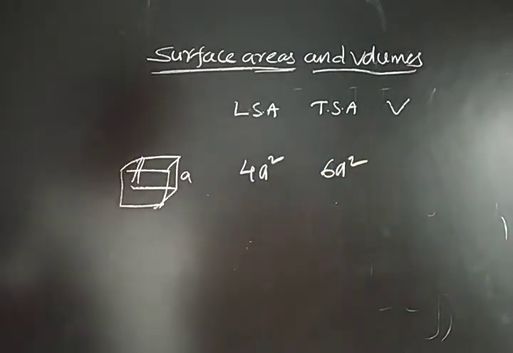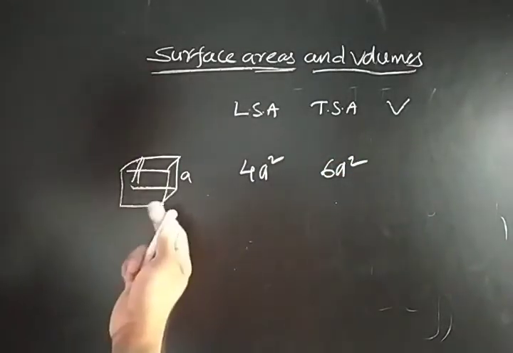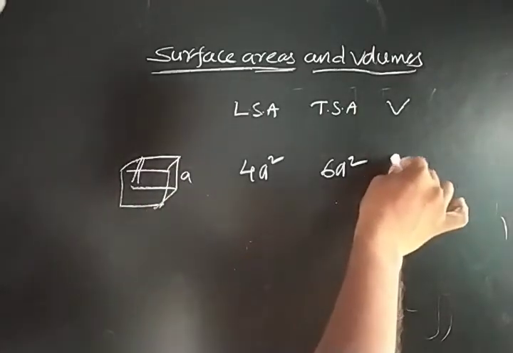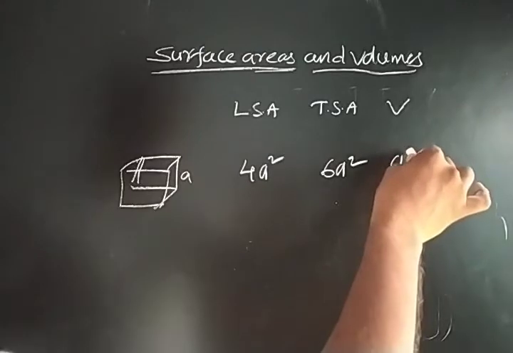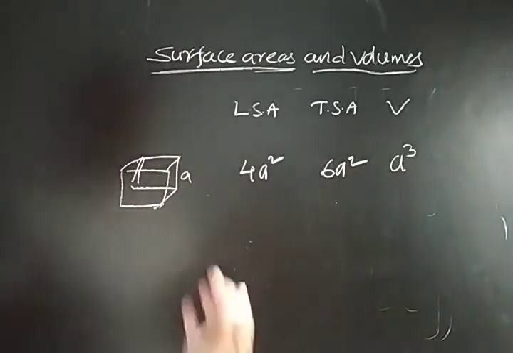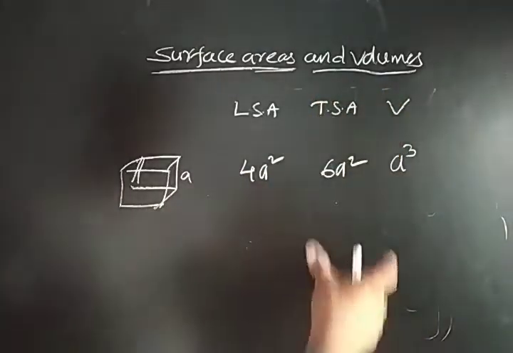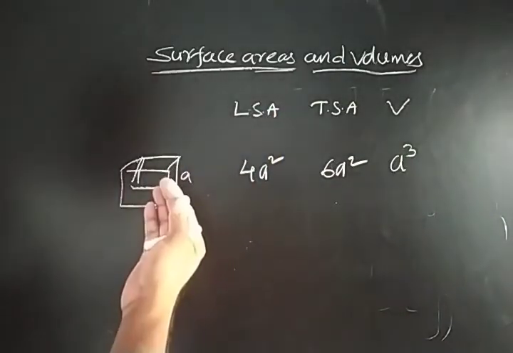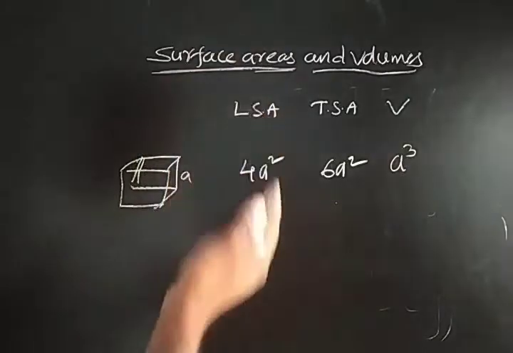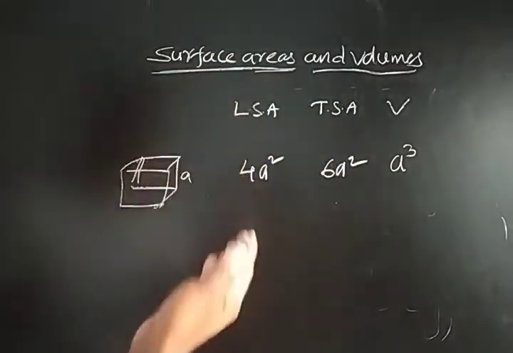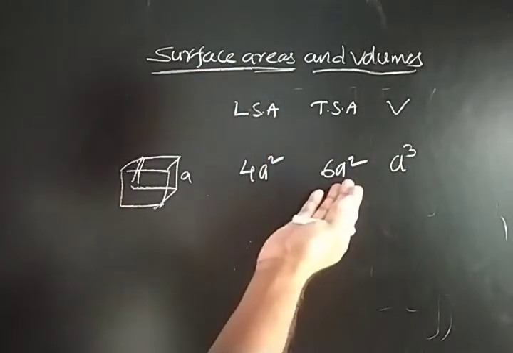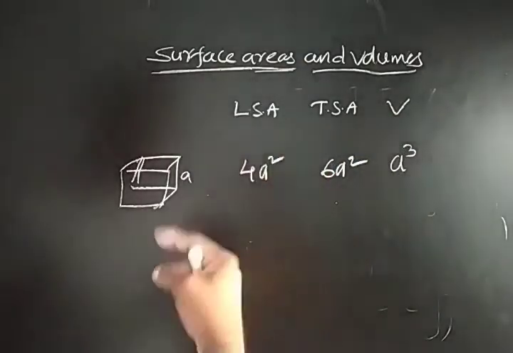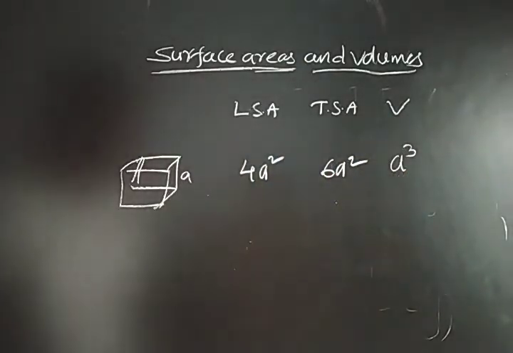To remember the volume, you have to know the base area. What is base area of this cube? A square into height. A square into height, which is A, A square into A is A cube. So you can remember like this. LSA means 4 walls area, only surrounding area, not top and bottom. TSA means including top area, bottom area. Volume means if you know the base area and height, we can multiply the base area into height. You will get the volume.